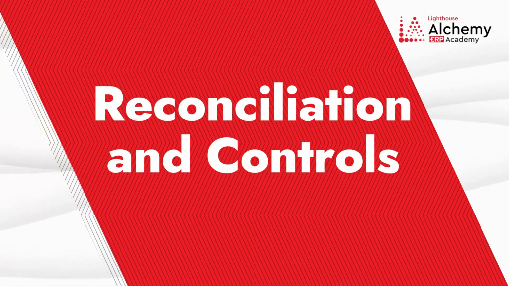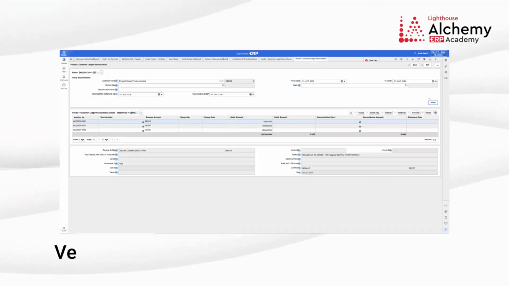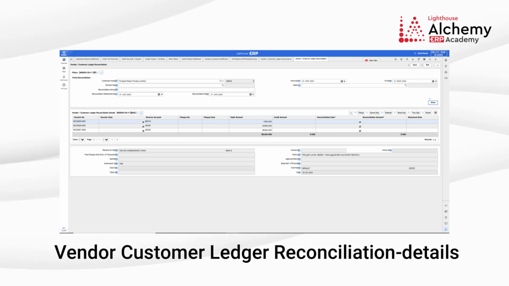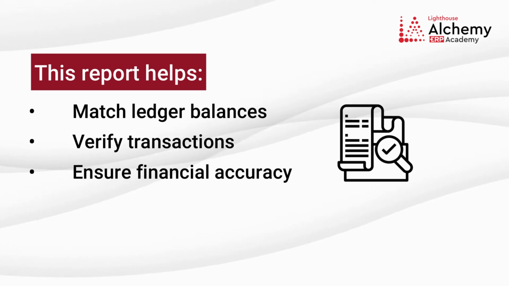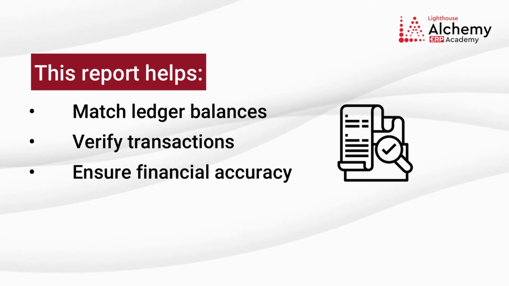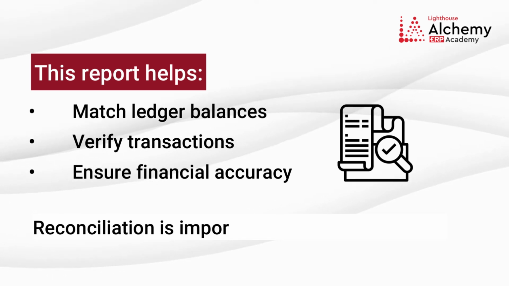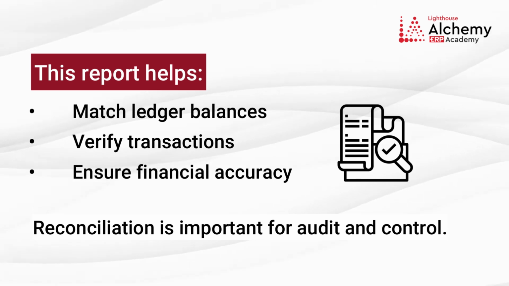Part 9. Reconciliation and Controls. Vendor-customer ledger reconciliation details. This report helps match ledger balances, verify transactions, ensure financial accuracy. Reconciliation is important for audit and control.